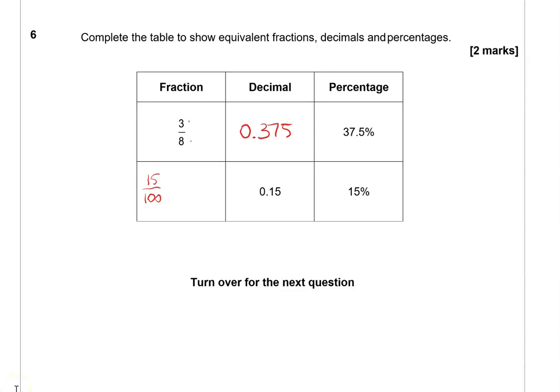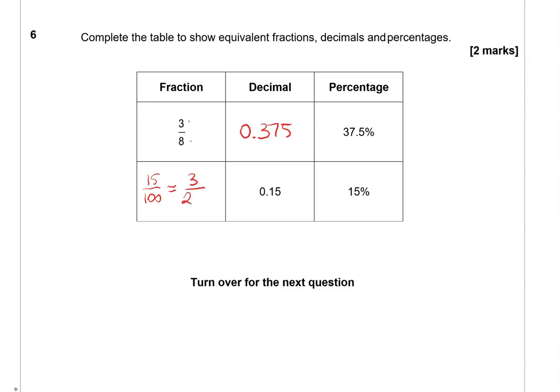Now the question doesn't say to write the fraction in its simplest form, so we could leave it as it is, or you could simplify it further, but you won't get any extra marks. So let's just do it because it's good practice. What number could go into 15 as well as 100? That is 5. How many 5s would go into 15? There would be 3 of them. How many 5s would go into 100?